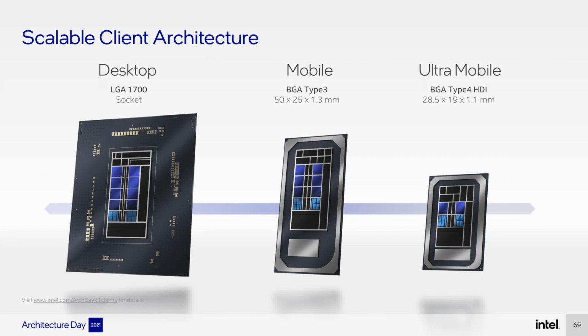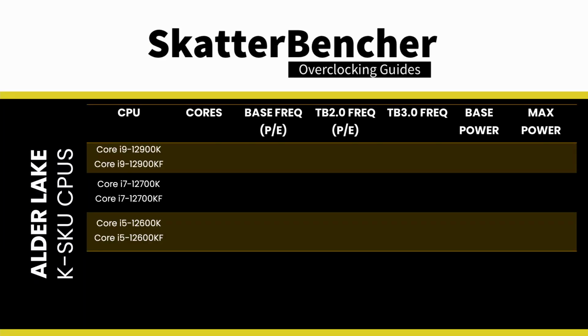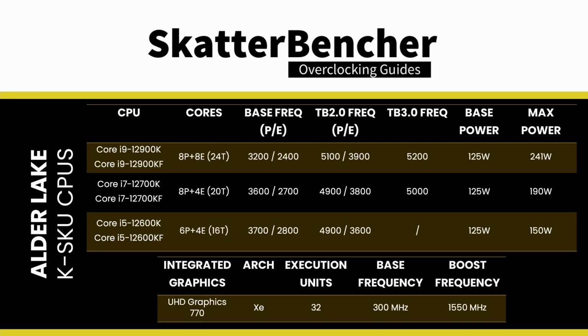Well, 125W plus. The overclockable K-SKU processors again come in three flavors: Core i9, Core i7, and Core i5. Each of the three flavors has a K and KF variant. The only difference between the two variants is that the KF comes without integrated graphics. The Core i9-12900K processor has 8 P-cores and 8 E-cores with a total of 24 threads.